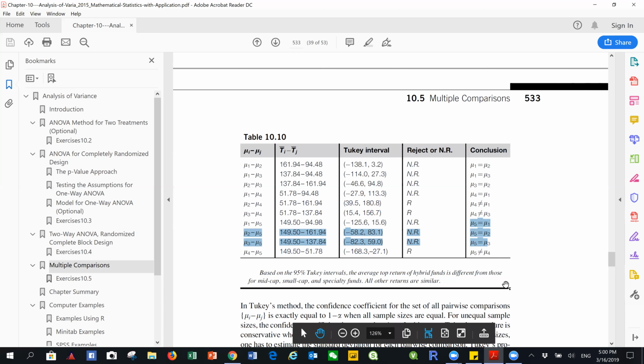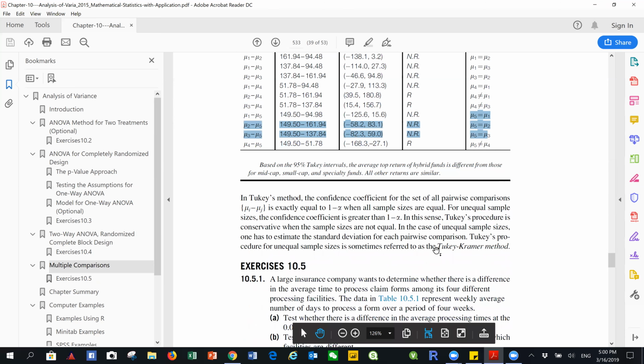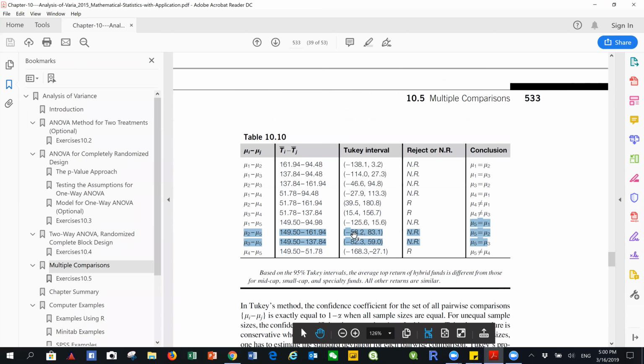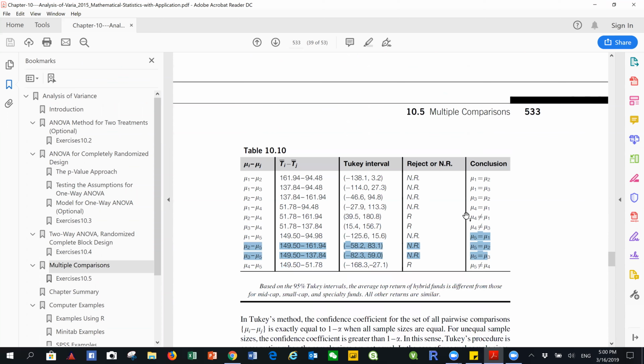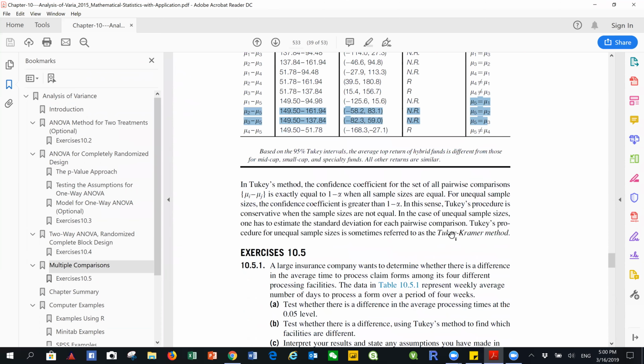Okay, so if you use a box plot, you may see it confirm the conclusion made here.